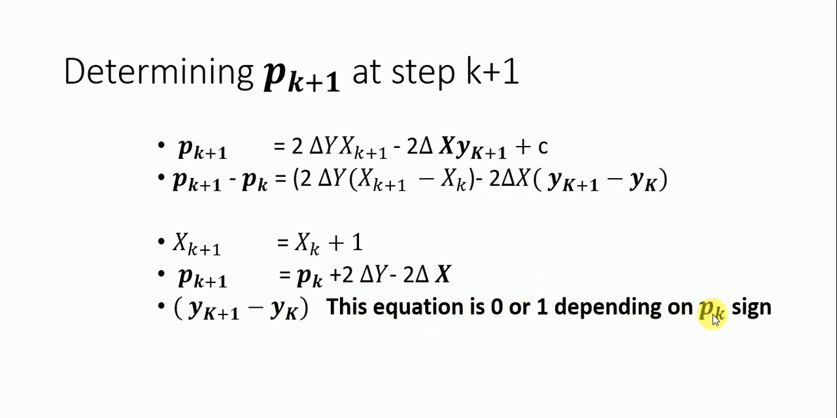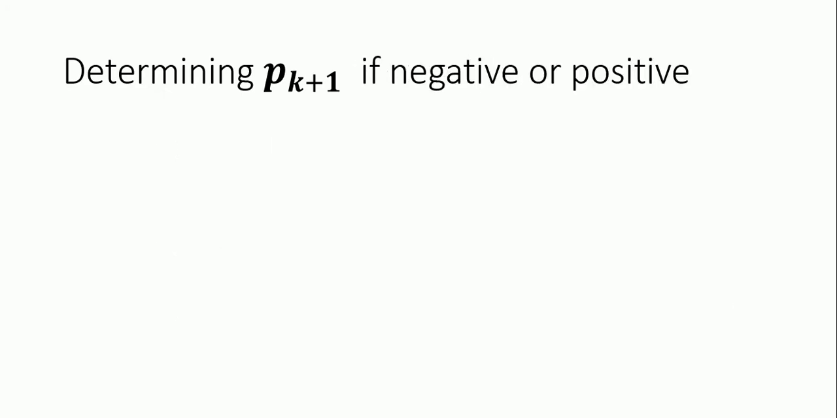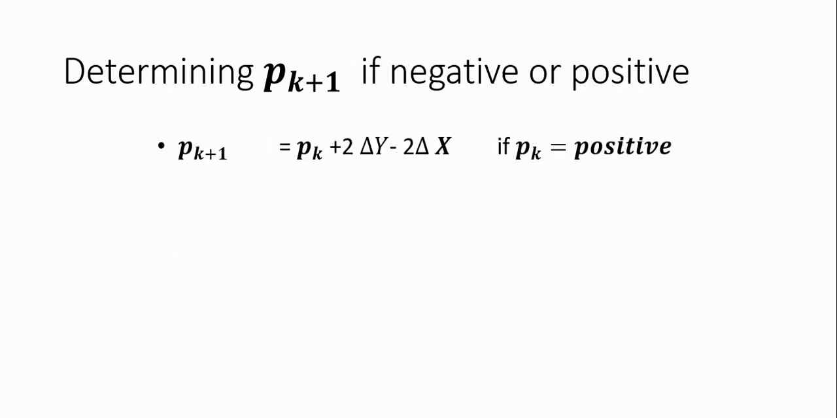It depends on the pk sign. If it is positive it becomes 1, negative means it's 0. So you have this pk plus 1. That means if pk is positive, then pk plus 1 equals pk plus 2 into delta y minus 2 into delta x, and if pk is negative, pk plus 1 equals pk plus 2 into delta y. So this is the value we have derived. If it is negative, then it will select the lower pixel. If it is positive, then it selects the upper pixel.